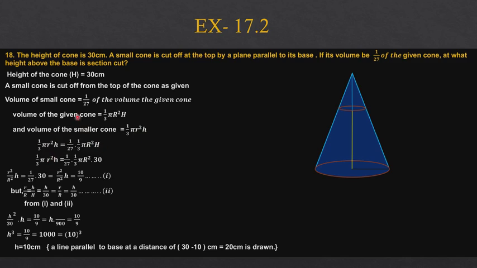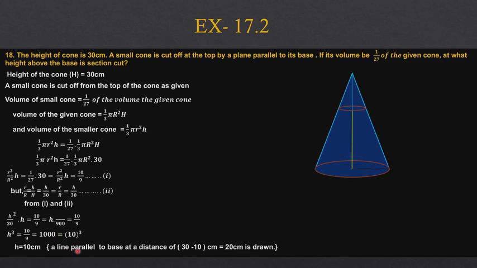Now we need to individually find out the volume of both the cones. We know that the volume of the smaller cone is 1 by 27 of the volume of the bigger cone. When you put the formulas, you get an equation like this. When you solve it, your answer will be h cube is equal to 1000. So the height is 10 centimeters. That means the difference between the volume of this portion and the volume of this portion gives the height, that is 10 centimeters.